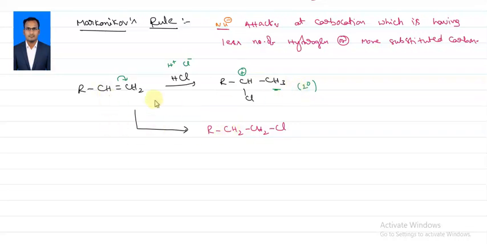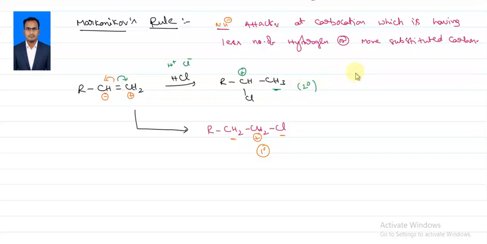Let's see another possibility. If the pi bond is shifted towards the left, now it has the negative charge. Now the electrophile is to attack at this carbon. That means hydrogen can attack at this carbon, that is CH2. Now it forms the positive charge. Hence it is CH2Cl. Now this CH2 is positive, right? So now it is the primary carbocation.